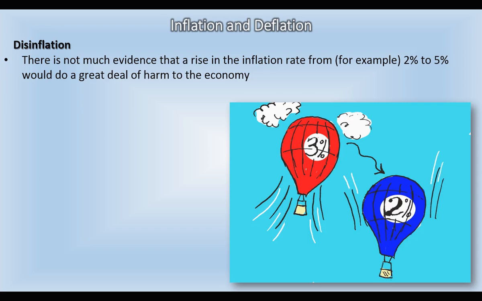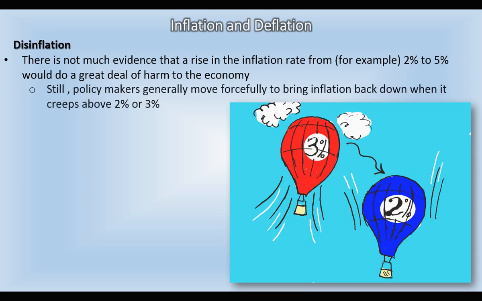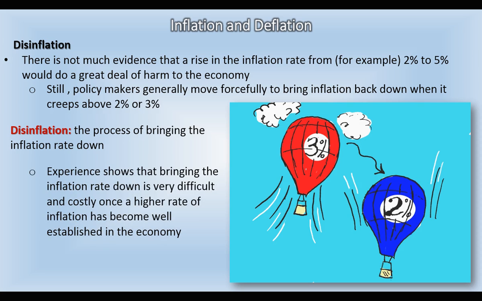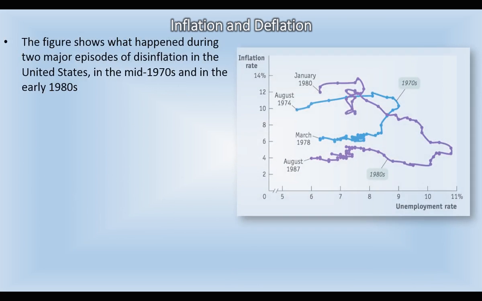There's not much evidence that a rise in the inflation rate from, for example, 2 to 5% would do a great deal of harm to the economy. Still, policymakers generally move forcefully to bring inflation back down whenever it creeps above 2 or 3%. That's sort of like a policy goal. This process is called disinflation, the process of bringing down the inflation rate. Experience shows that bringing the inflation rate down is very difficult and costly once a higher rate of inflation has become well established in the economy.